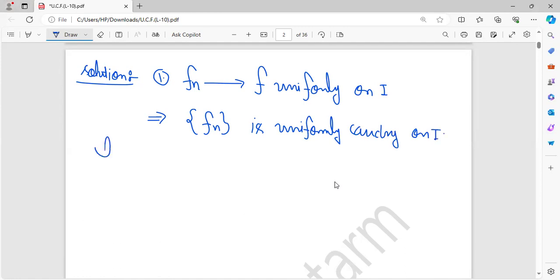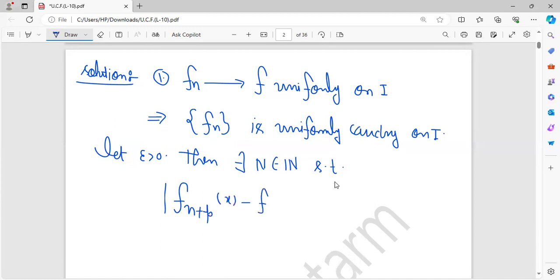So let epsilon greater than 0 be given. Then since f_n is uniformly Cauchy, there exists a capital N belonging to the natural numbers such that |f_{n+p}(x) - f_n(x)| is less than epsilon by 2 for all n greater than or equal to capital N, p greater than or equal to 1, and for all x belonging to I.